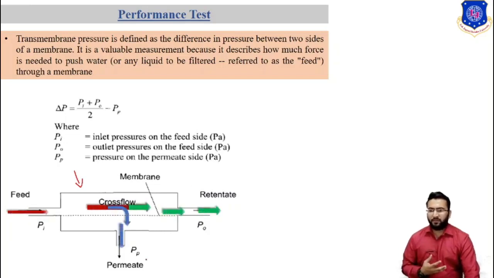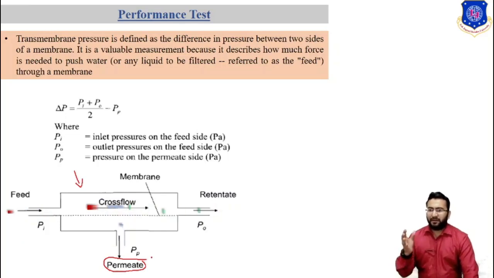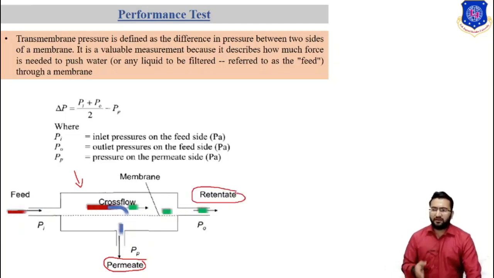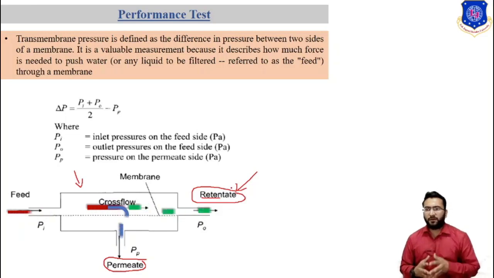To find out permeability, we can collect the permeate in a vessel and measure the rate of permeation over some period of time. By using this method, we can calculate permeation for this membrane separation setup. Similarly, we can also collect the retentate over some period of time, and using an equation we can calculate how much retentate is rejected by this membrane separation process. So this is all about the performance test.